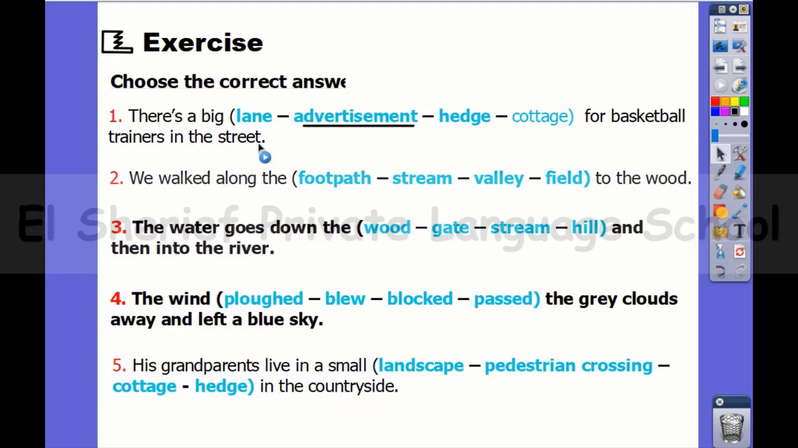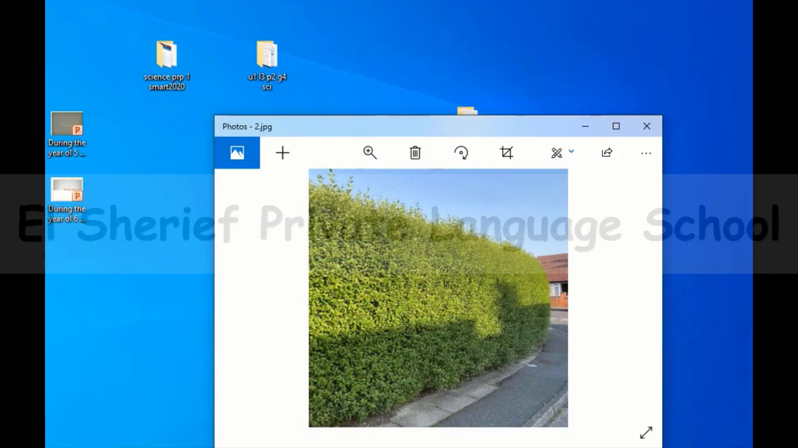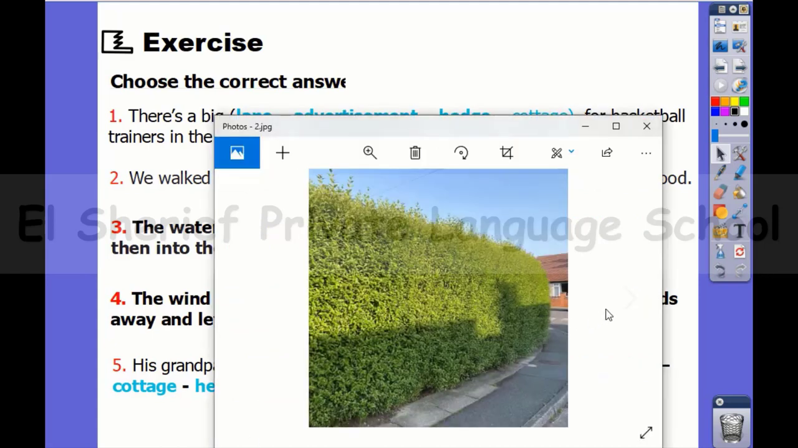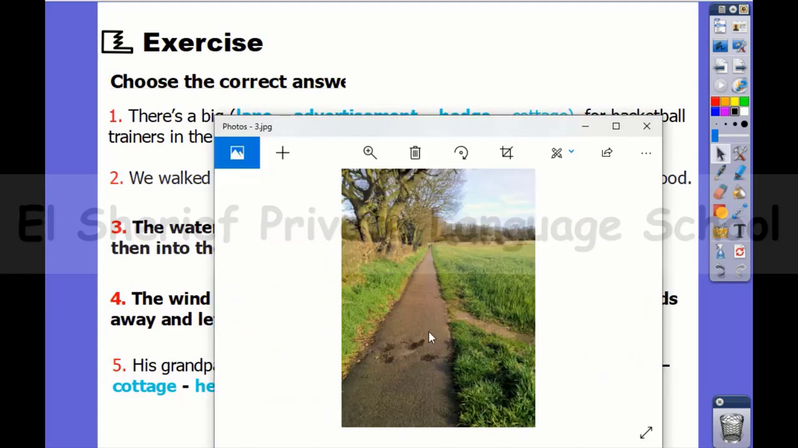Okay. Number 2. We walked along to the wood. So the answer is footpath. What do you mean by footpath? A footpath is a path, especially in the countryside, for walking on. And here is a picture of a footpath.